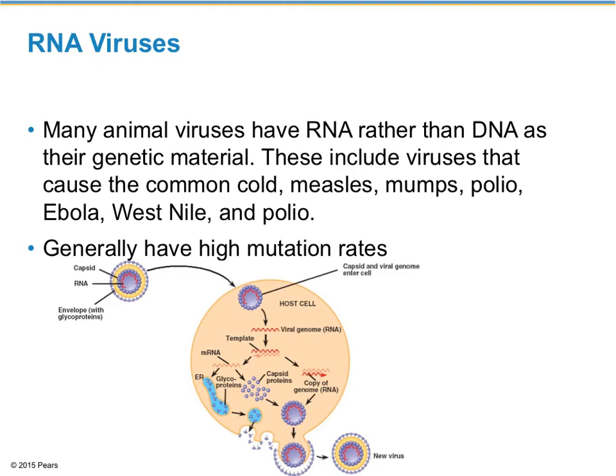Here's something kind of cool. Not all viruses have DNA. Some viruses have the nucleic acid of RNA surrounded by that protein coat. Examples of this would be like the common cold, measles, mumps, West Nile, Ebola, polio. These generally have pretty high mutation rates going from RNA. So sometimes these are a little bit harder to make vaccines because of that. And that's why we have no vaccine for the common cold. We do have a really good vaccine for polio, and a brand new Ebola vaccine was just recently introduced.